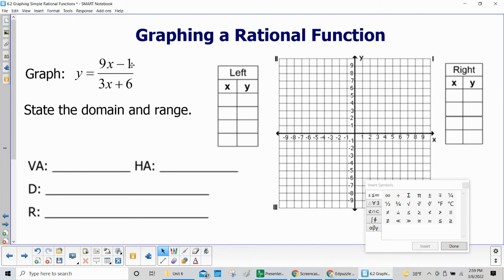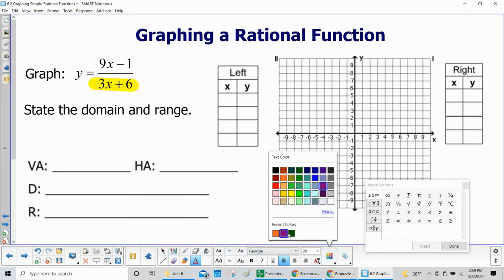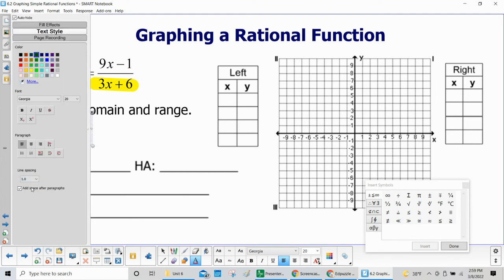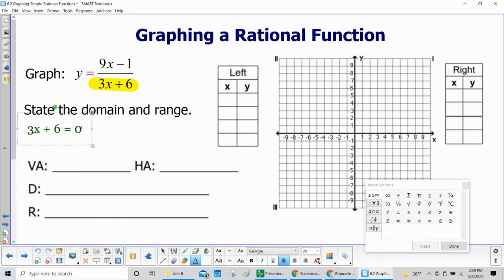So if we were looking at our vertical asymptote, vertical asymptote means we take the denominator and we just set it equal to 0. So first things first, I'll use green for this, 3x plus 6 equal to 0. I could solve this by subtracting the 6, so I'd have 3x is equal to -6, and therefore my vertical asymptote would just be x equals -2. So nothing too terrible there.